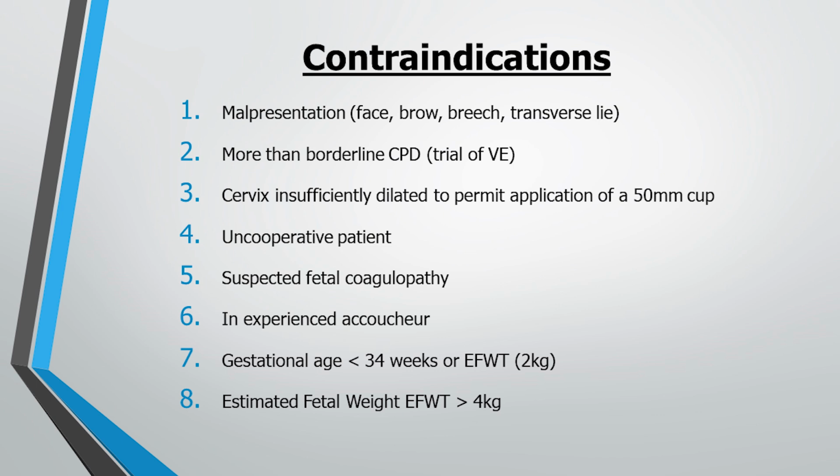In severe prematurity, where the gestational age is lower than 34 weeks or the expected fetal weight is lower than 2 kilograms, please avoid the use of ventouse. Again, avoid it if the expected fetal weight is greater than 4 kilograms, because that means the baby is very big and the use of vacuum may not be very successful.